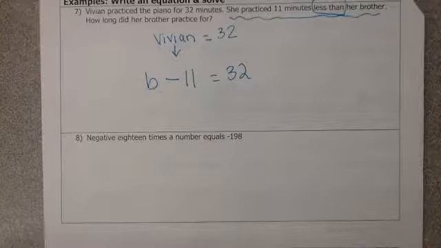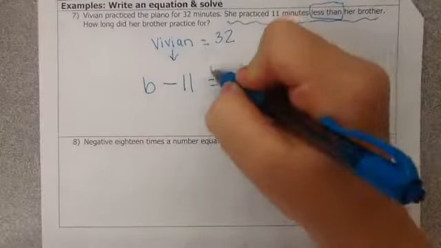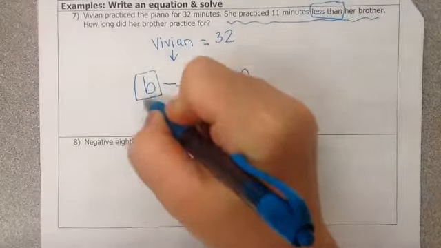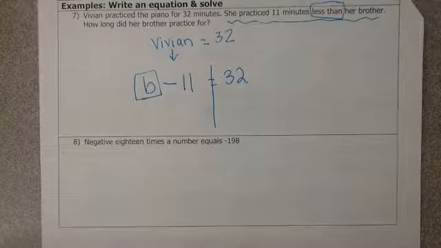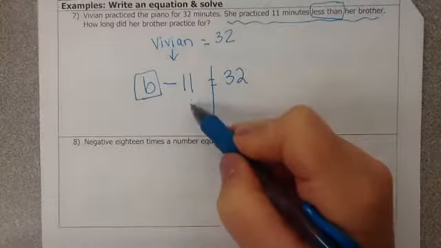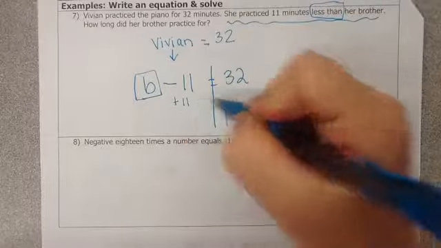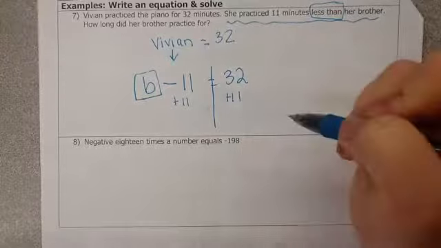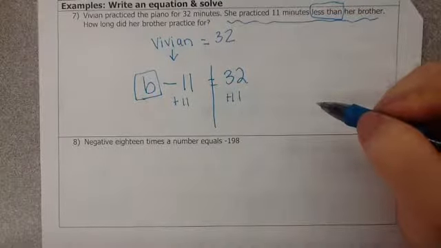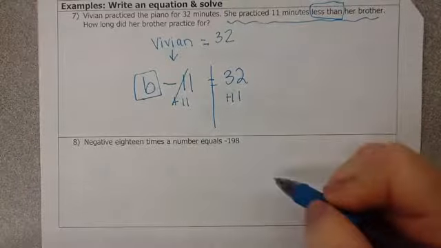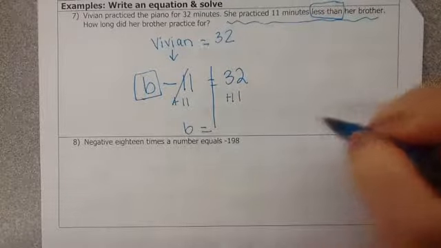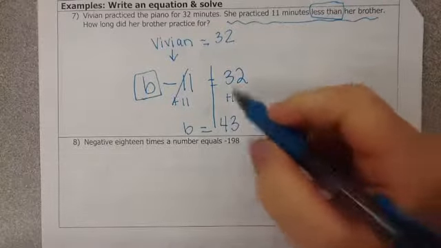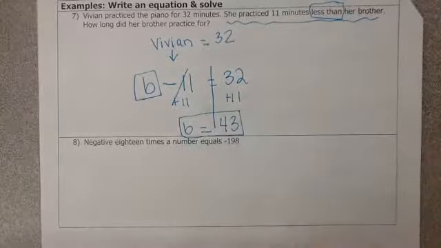Now we need to solve for her brother. Okay, so go ahead, and there's our two sides. We want to figure out B. So how do I get rid of a minus 11? Plus 11. And what I do on one side, must do to the other. These cancel. How long did her brother practice for? 43 minutes. Okay.